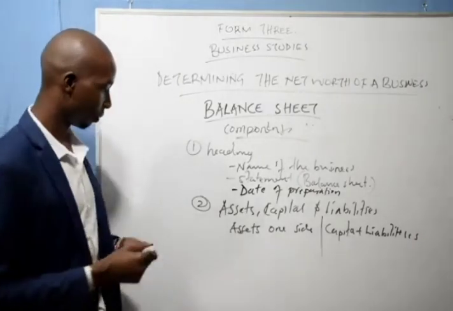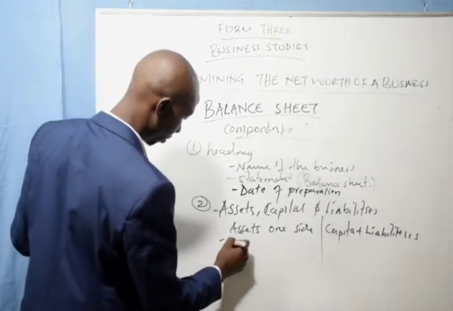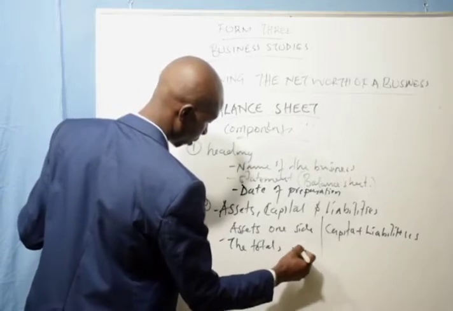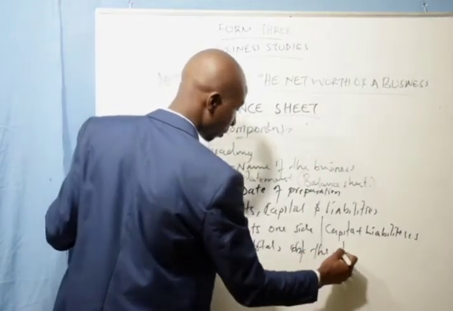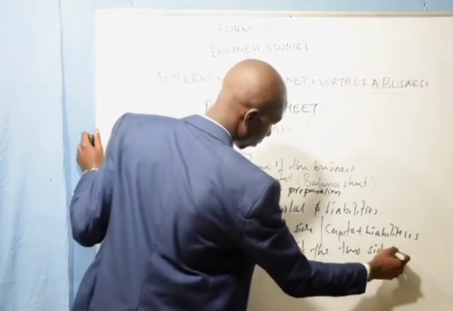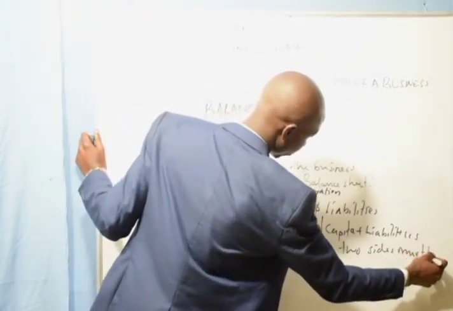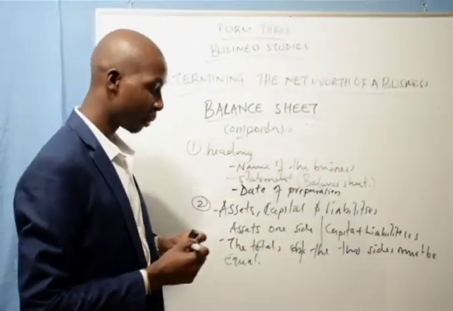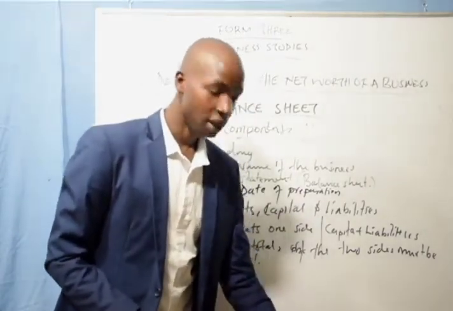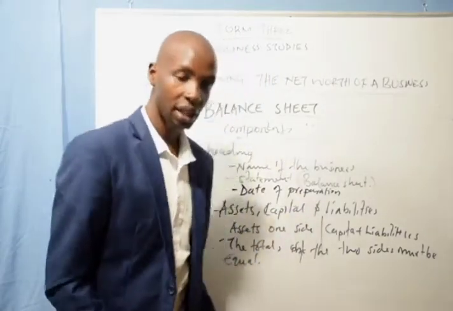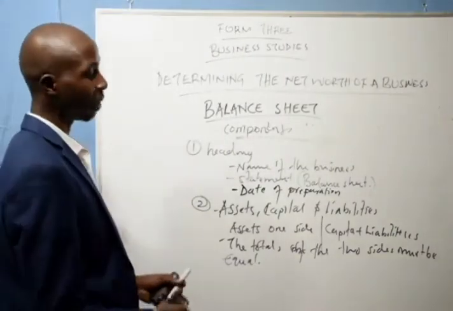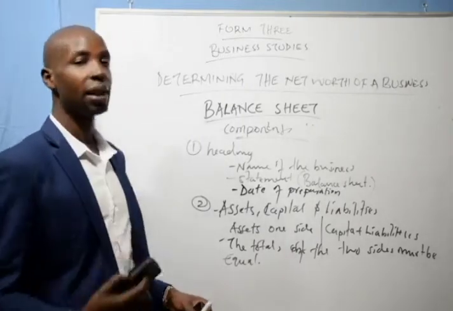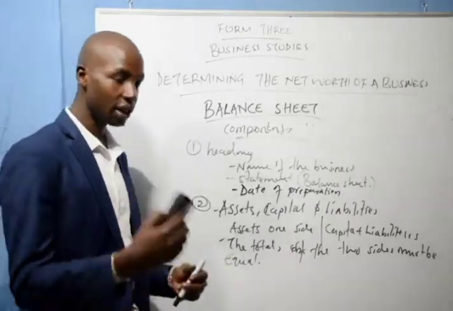The totals of the two sides must be equal. Why? Because they follow the bookkeeping equation, that is, assets is equal to capital plus liabilities. And when we record assets on one side and capital and liabilities on the other side, definitely they are going to be equal.